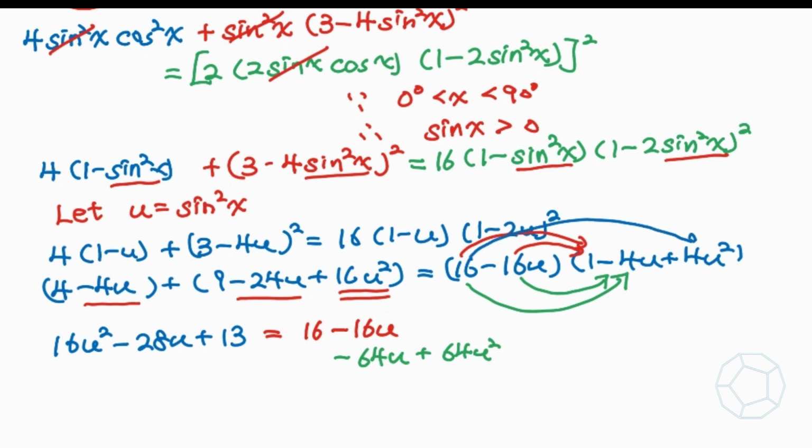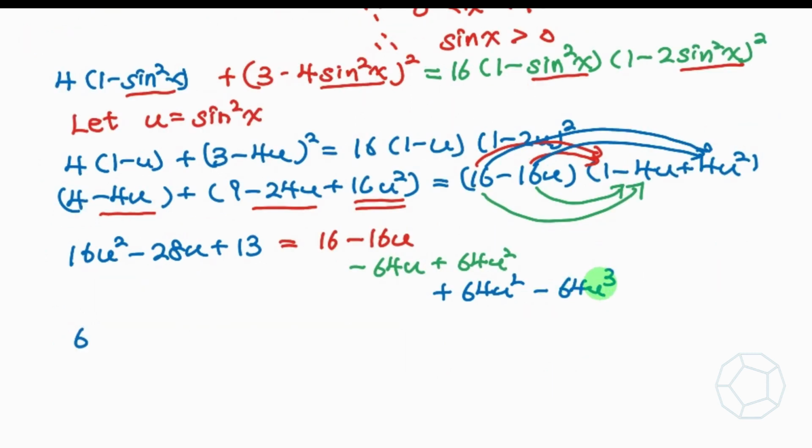Finally, 16 times 4u squared and negative 16u times 4u squared to get 64u squared minus 64u cubed. Finally, putting negative 64u cubed to the left-hand side, and then 16u squared minus 128u squared, which is negative 112u squared. Negative 28u plus 80u is equal to 52u. And finally, 13 minus 16 is negative 3 equals 0.